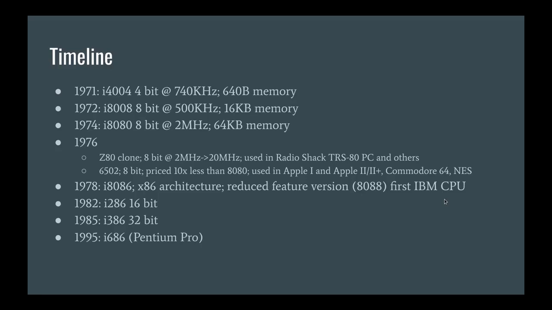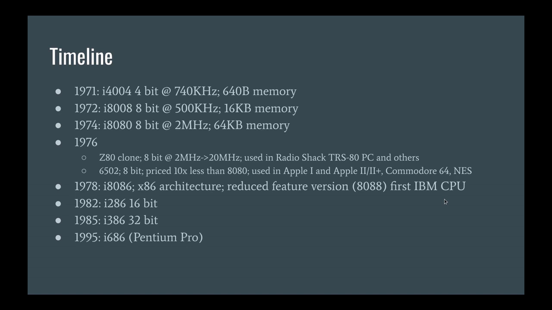In 1972, the 8008 Intel processor came out. That was an 8-bit processor at half a megahertz that could handle 16 kilobytes of memory. Two years later, in 1974, the 8080 came out. That was also 8-bit. It ran at 2 megahertz and had 64 kilobytes of memory.